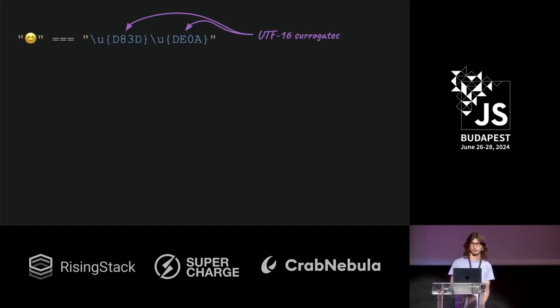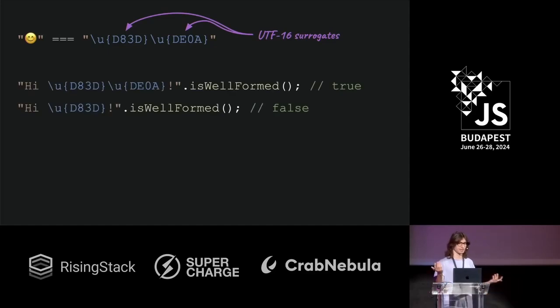They must always go together. And if they do not, your string will not be compatible with other systems. So if you're missing one of those two, for example, your database might crash when you try to save this. And so this is where this isWellFormed utility comes in. And then there is a toWellFormed utility that will just remove the invalid pieces in your string.